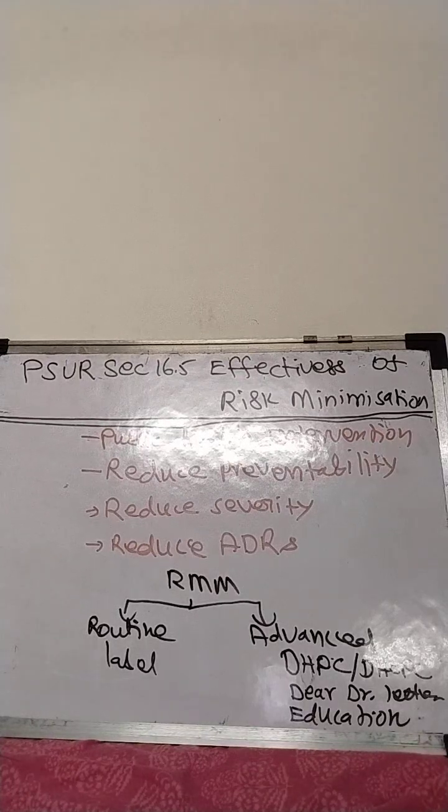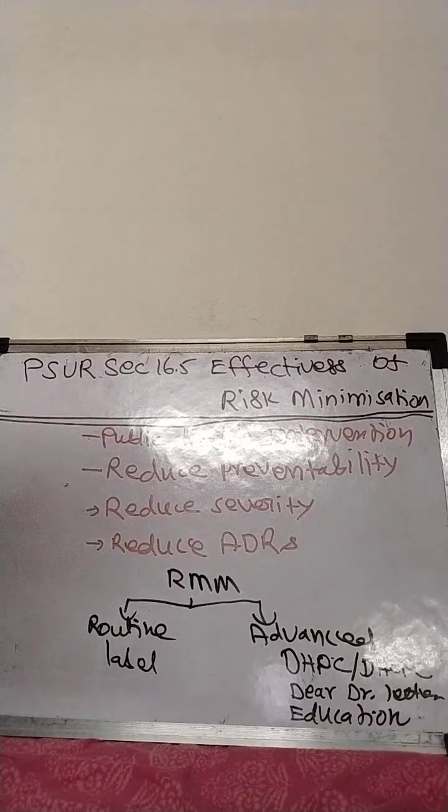It could be hepatic or liver or cardio patients, or any other genetic polymorphism patients. You should take care and keep these points in mind. So those things are through dear doctor letters. And an education program could be anything for the healthcare professionals or for the patient. So in risk minimization measures, these are the points mainly they are covering.